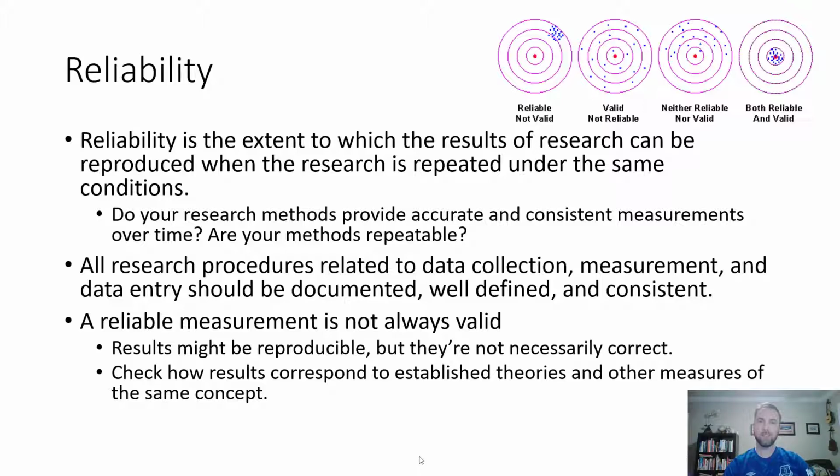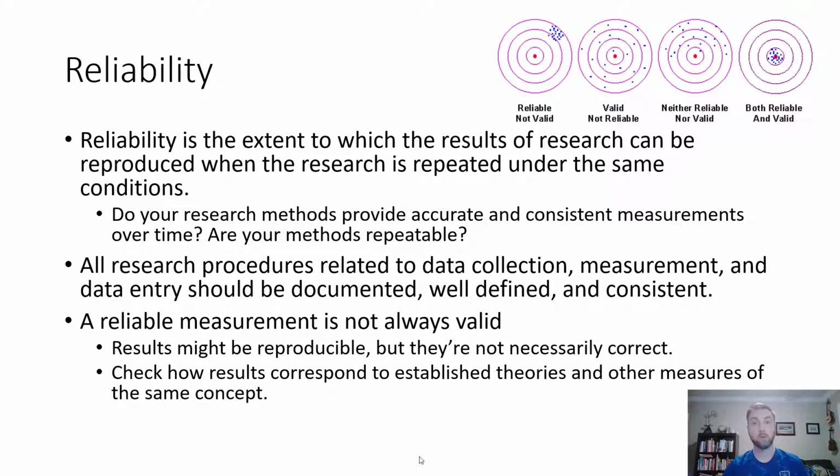Reliability is the extent to which the results of research can be reproduced when the research is repeated under the same conditions. Essentially, reliability, the other word could be repeatability or replicability. Is it replicable? Okay. So do your research methods provide accurate and consistent measurements over time, and are the methods repeatable? So we'll go back to the California condor example.